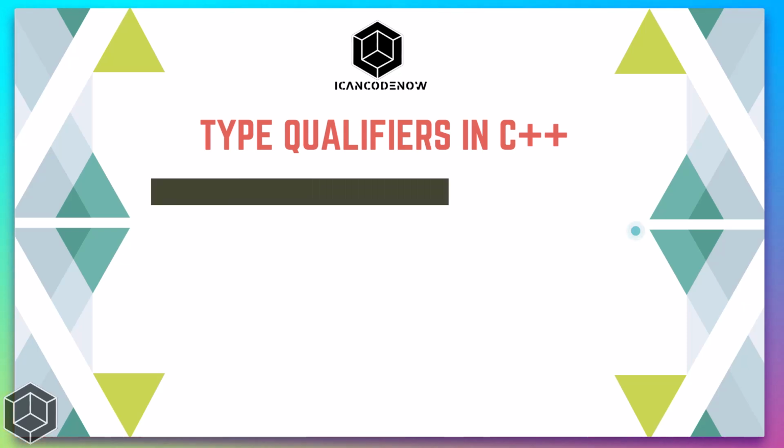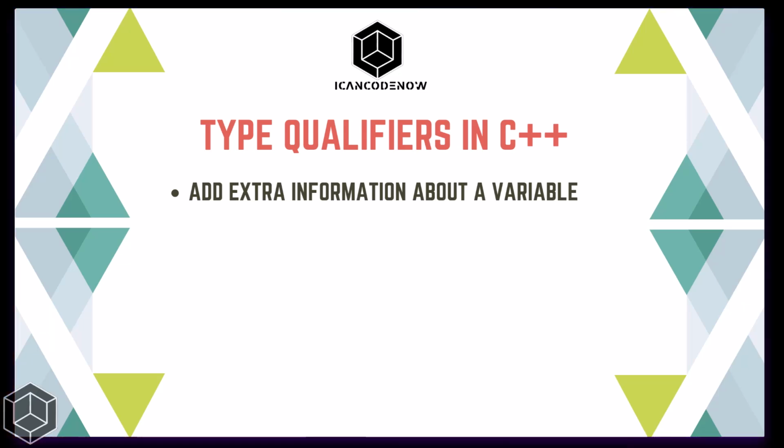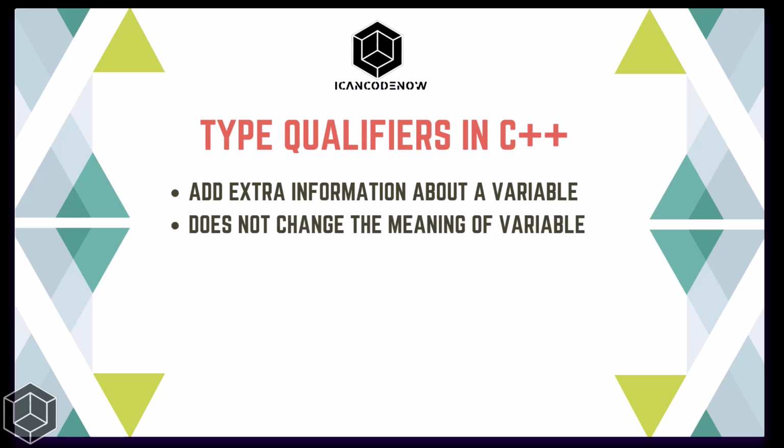A type qualifier is used to refine the declaration of a variable, function, or parameters. They provide users with additional information about the properties of the variable. The type qualifiers in C++ do not change the meaning of the variables or entities with which they are associated. Type qualifiers are specified at the time a variable is declared.